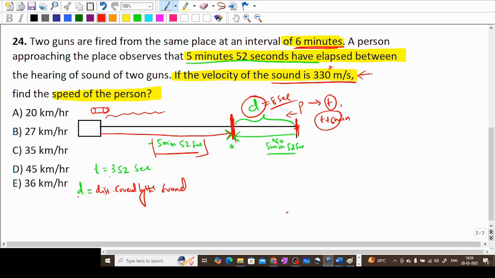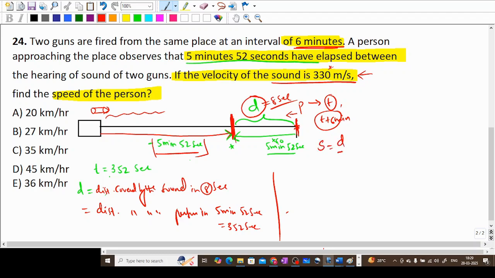So can I say this is the distance covered by the sound in 8 seconds. And at the same time, I can also define this distance as the distance covered by the person in what time? 5 minutes 52 seconds, or I can directly say in 352 seconds. Now this is the case. Now what is the requirement? Speed of the person. Speed is equal to distance by time. So what is the distance? Time is already known, which is 352. But distance we need to calculate.